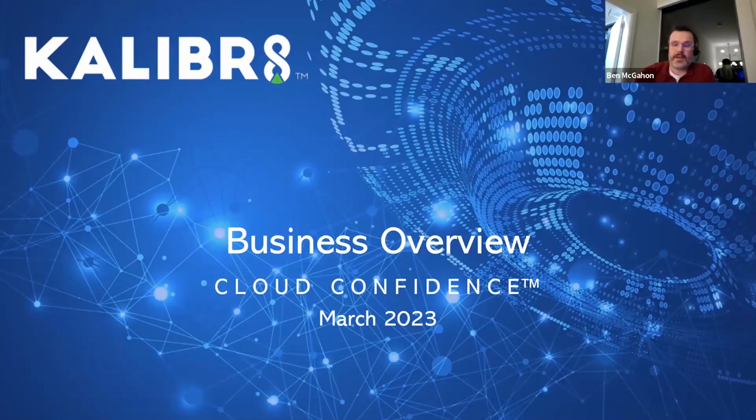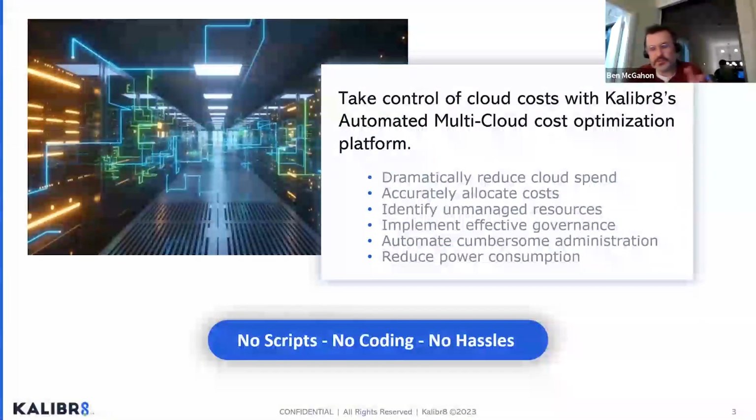Just to start off with, a brief overview. Kalibr8 was designed to help MSPs automate a multi-cloud cost optimization platform for their customers, to dramatically reduce cloud spend, to accurately allocate that cost, identify and manage resources, implement governance, and crucially to automate the administration around that governance, and also to reduce and understand power consumption within the cloud of their customers' environments. And to do this with no scripts, no coding, and no hassle.